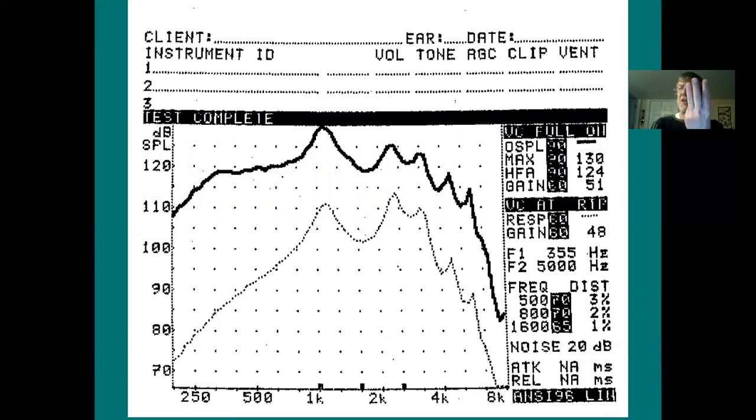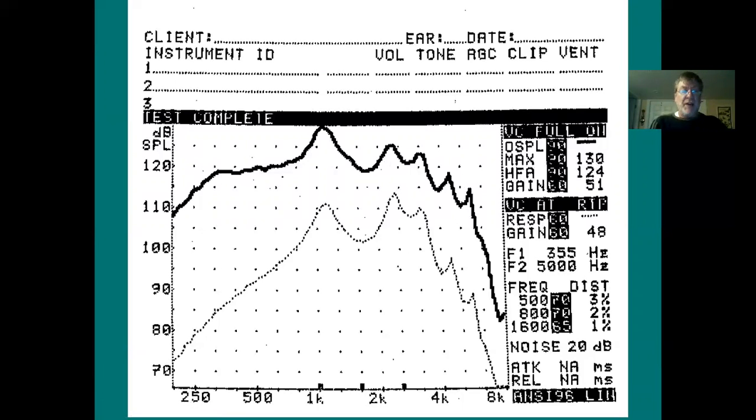So you've got 3 things shown with OSPL 90. The curve itself, the frequency response. Secondly, the maximum peak output. And thirdly, the high frequency average output.